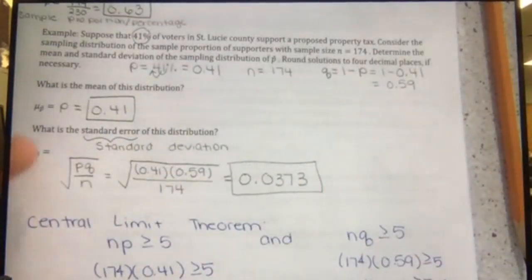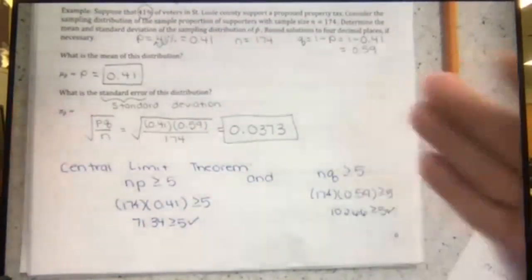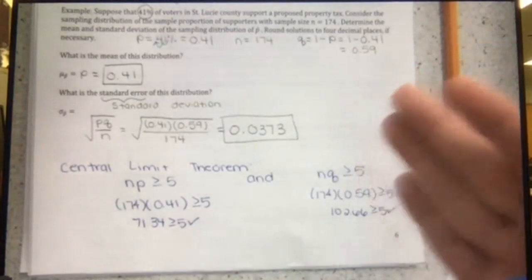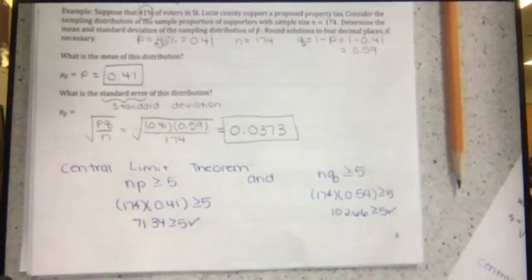Are they going to give you a problem where they ask you for these formulas and it's not able to be used? No, they're not going to trick you. I just wanted to explain where the central limit theorem comes into play. We're able to do this because the central limit theorem lets us, and it can be used because it satisfies the conditions.